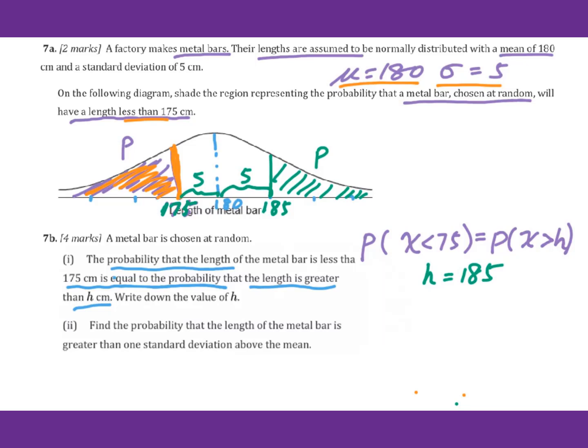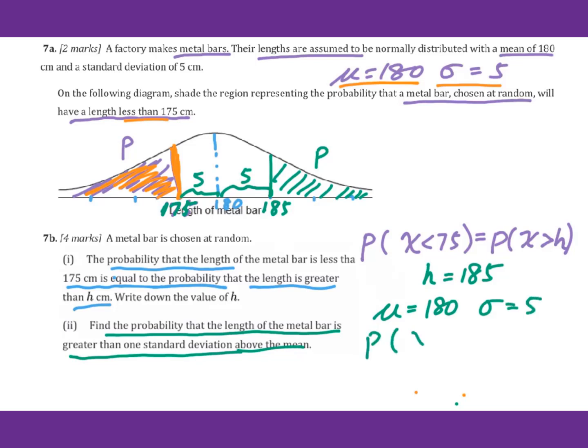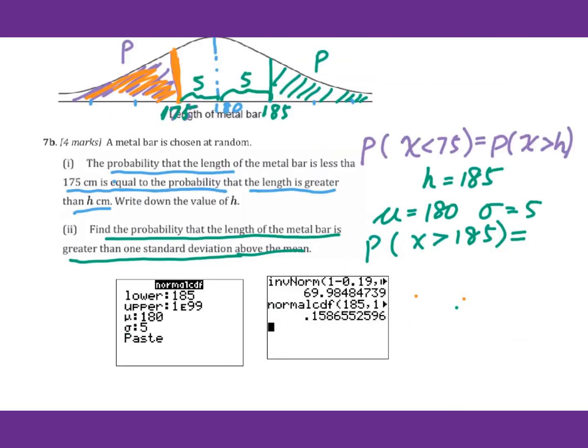For 7b2, find the probability that the length of the metal bar is greater than 1 standard deviation above the mean. We know the mean is 180 and the standard deviation is 5. Therefore, P(x greater than 185) equals, we put into calculator. Put into normal CDF, lower bound is 185, upper is infinity. We use 1e99 to stand for that. 180 and 5. You will get 0.159.